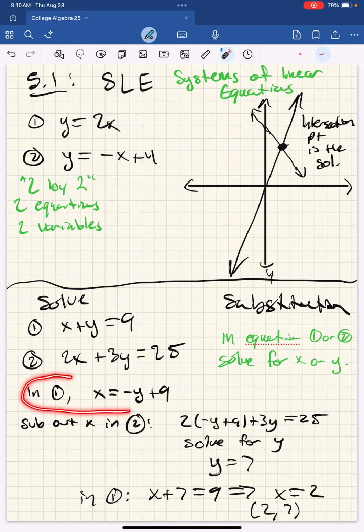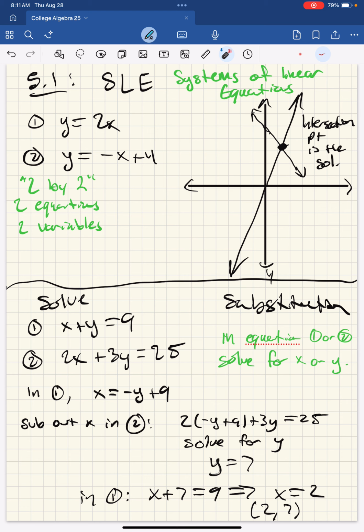So I chose to solve for x in equation 1 just because that seemed like the path of least arithmetic. There are 4 ways to start this problem, and all of them will result in the same answer. So you could solve for x or y in equation 1. You could solve for x or y in equation 2. So just pick whichever looks simplest to you.